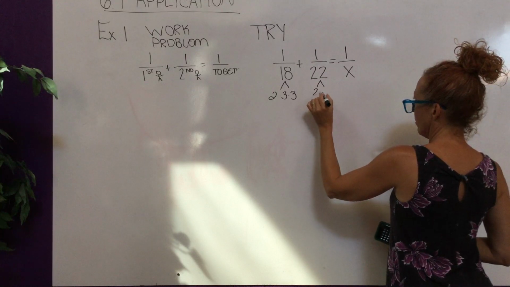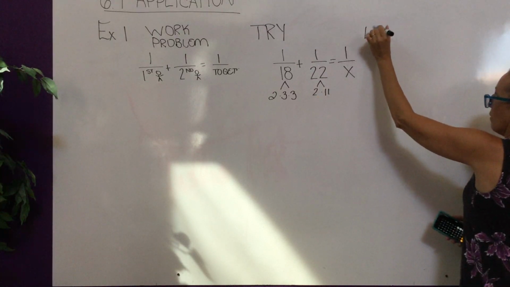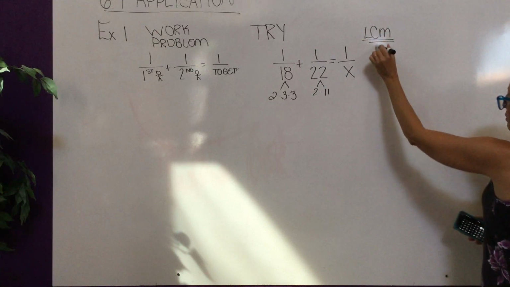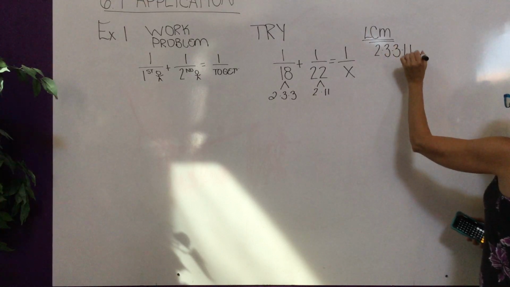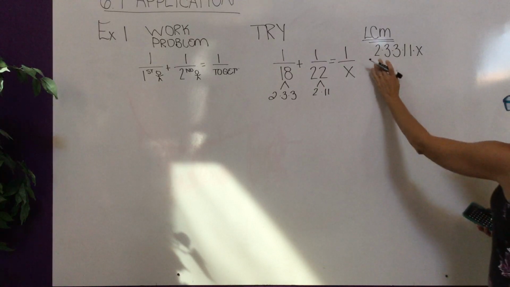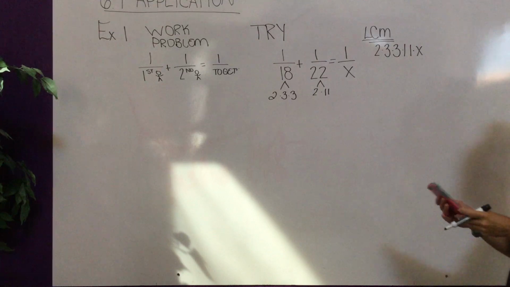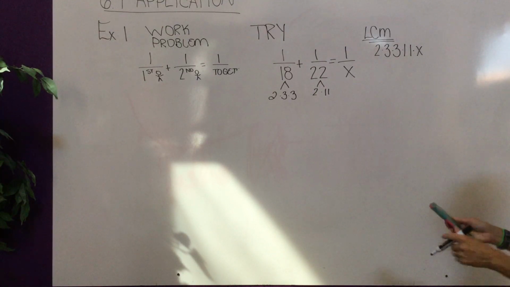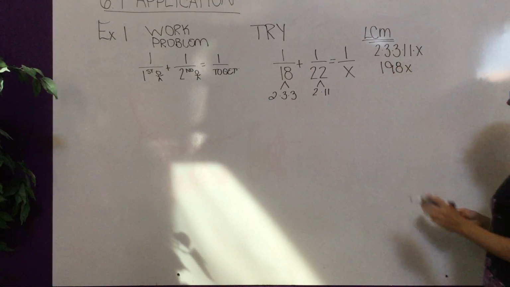22 is 2 times 11. So when I'm thinking about my common denominator, or LCM, I need a 2, I need 2 3s, and I need an 11 and an x. So 2 times 3 is 6, 6 times 3 is 18, 18 times 11, I am not sure I can do spontaneously off the top of my head, 198x.